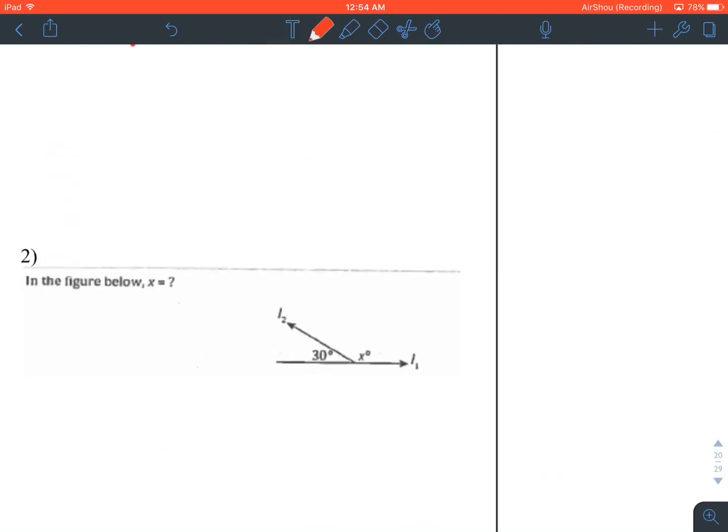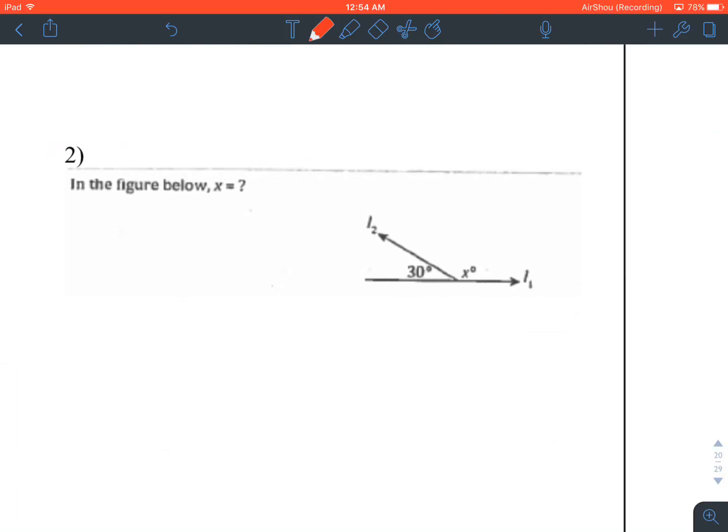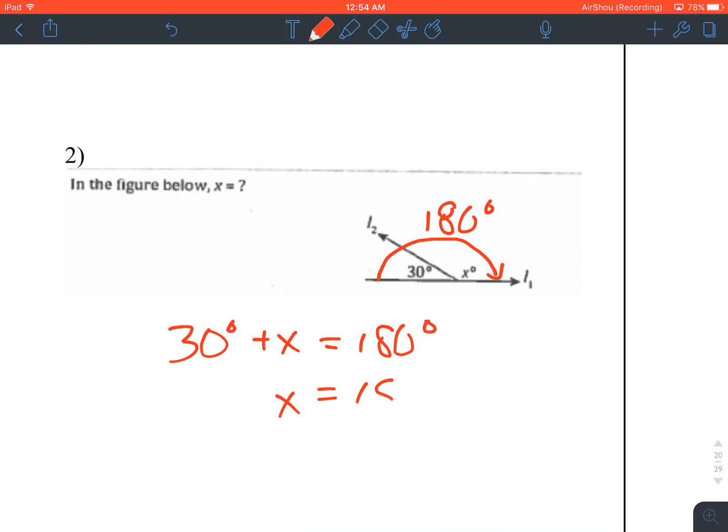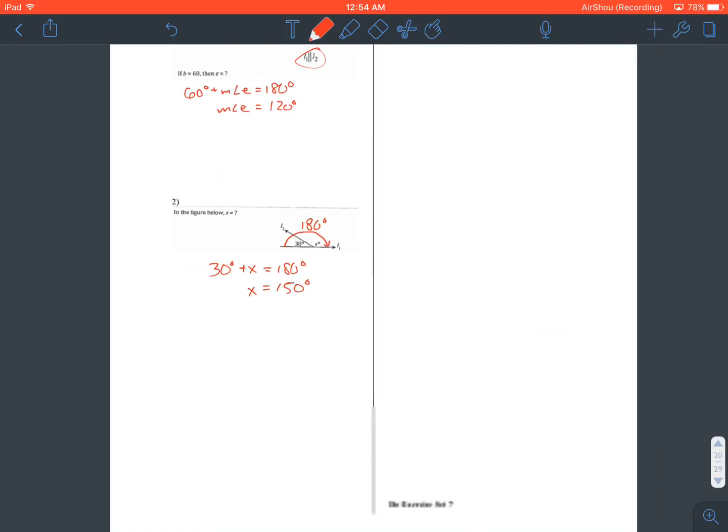Another example. What is the value of X? I told you previously that if two angles make up a straight angle, they're called a linear pair. A straight angle is 180 degrees. A linear pair is supplementary. Must mean that X is 150 degrees. Boom.